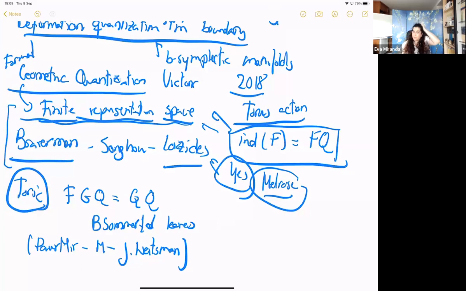Shamar also got some interesting results concerning the geometric quantization, without assuming the existence of toric actions. But toric actions make things very beautiful, because you have a way to look at your solutions graphically and make a picture with polytopes, which is very nice. So I don't know if I answered your question. Yes.